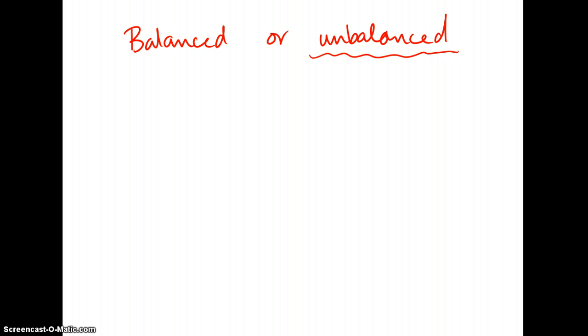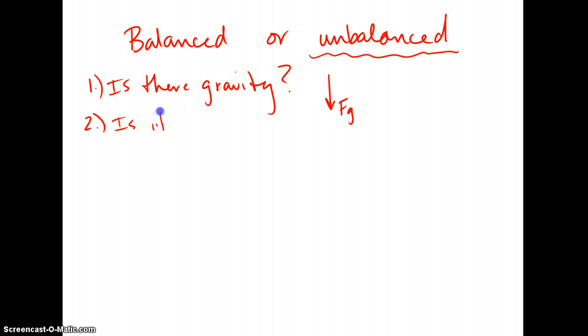So our first question that we always ask is, one, is there gravity? And the answer is yes, there is. So we know that we need to have a vector showing gravitational force. The second question is, is it on a surface? And the answer is yes, it's on that track. So we know that we have some sort of normal force, okay?